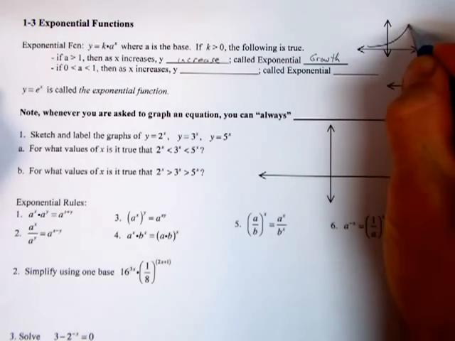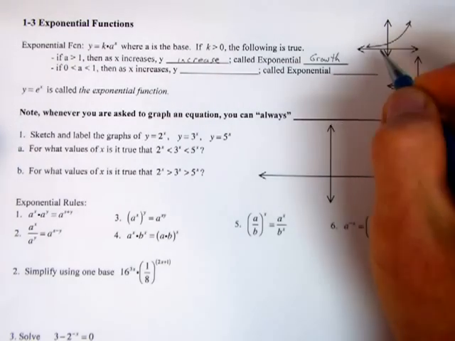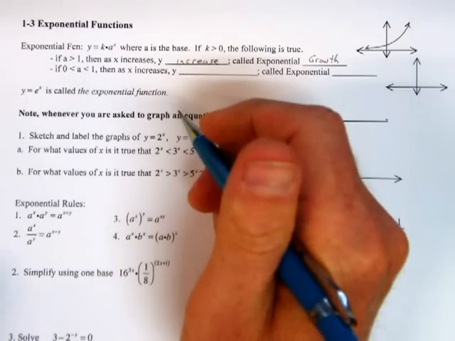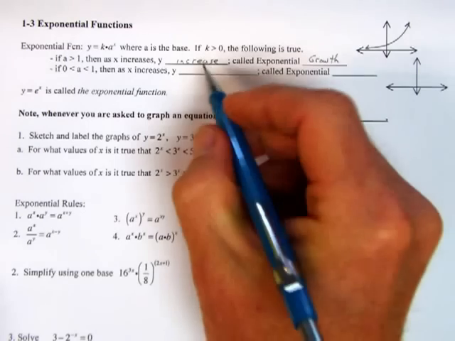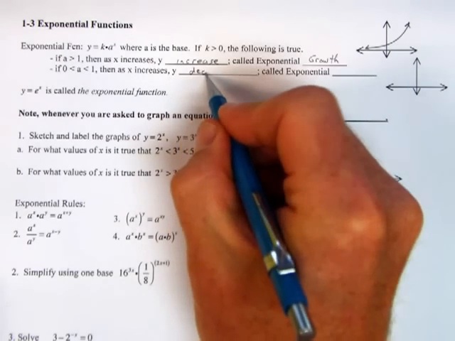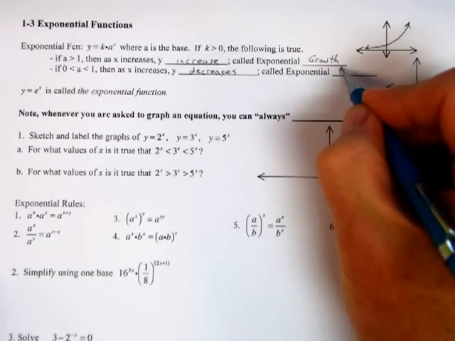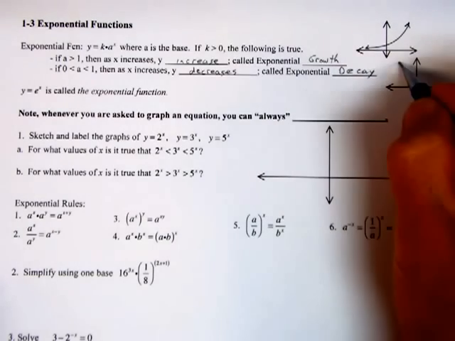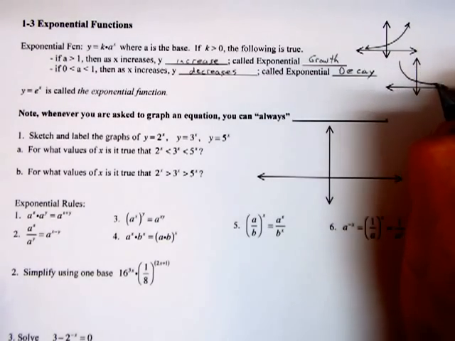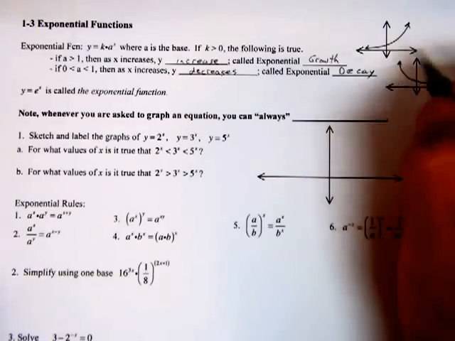It looks like this. If a is between 0 and 1, as x increases, y decreases. It's called exponential decay. And I know you know all those words.